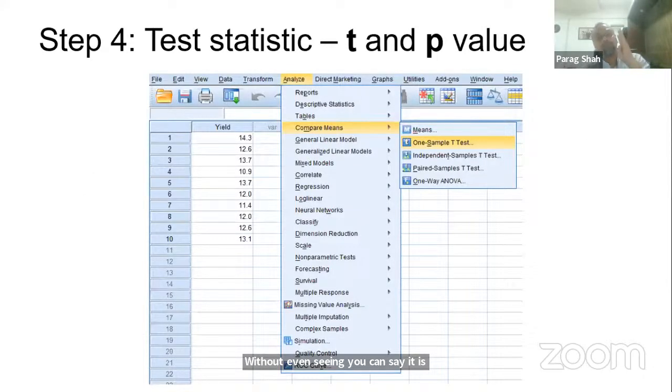Now we'll go for step 4. That means to find out the test statistics and the p-value. So for that, go back to analyze. In that, go to compare means. In that, we know it is only one sample. So one sample t-test.